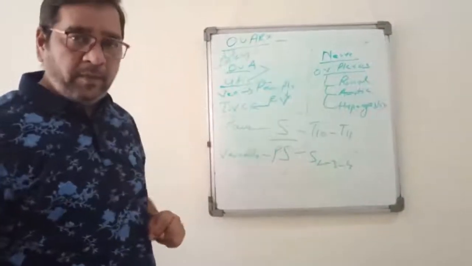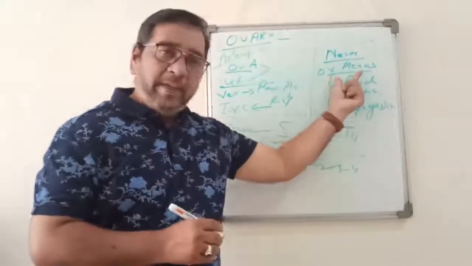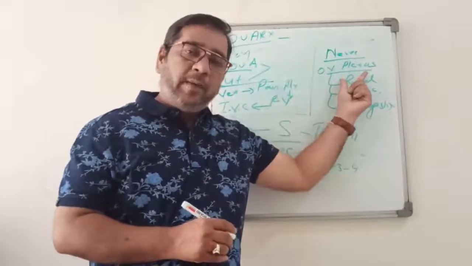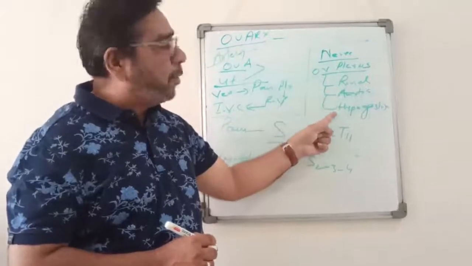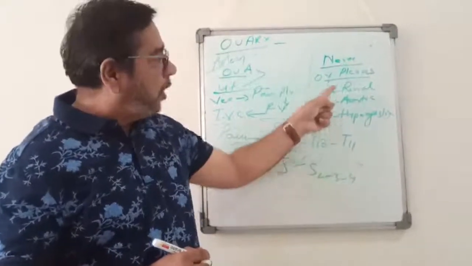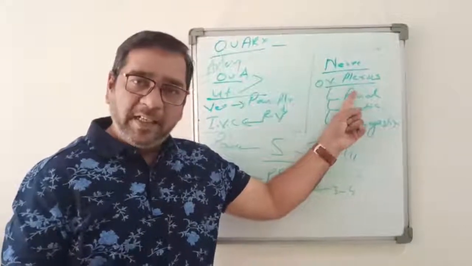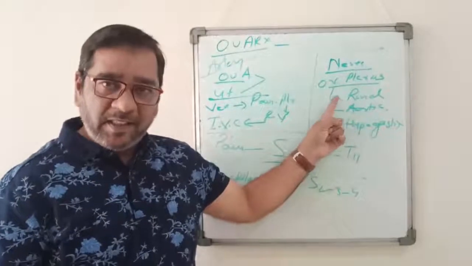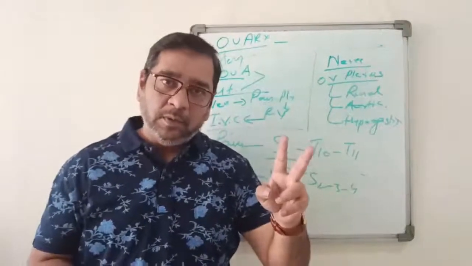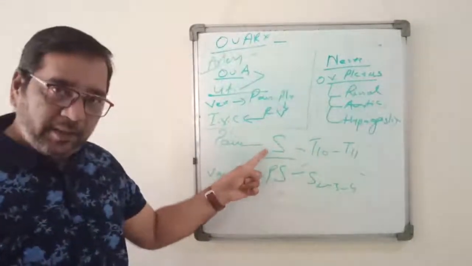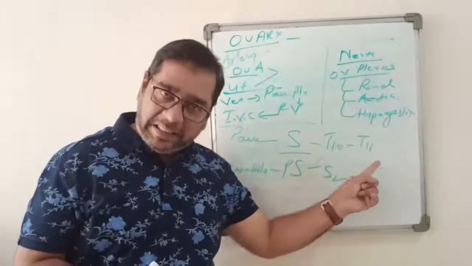The nerve supply of the ovaries is again very simple to remember. You have ovarian plexus. This ovarian plexus is derived from the renal, aortic and hypogastric plexus. Okay? So the ovarian plexus is derived from the renal plexus, the aortic plexus and the hypogastric plexus. You have two nerve supplies, the sympathetic and the parasympathetic. The sympathetic arises from T10, T11.